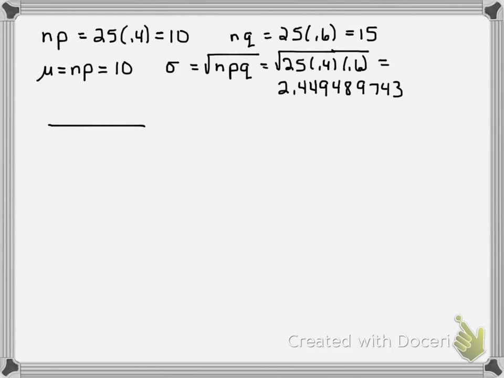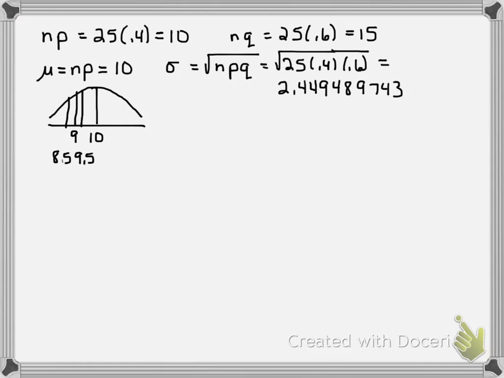So now let's draw a picture to better visualize what we're looking for. So we draw the normal distribution. Our mean we know is 10. We're looking for the probability of more than 9. 9 is to the left of 10, but we have to consider the continuity correction. So to the left of 9 we would have 8.5, and to the right of 9 we would have 9.5.